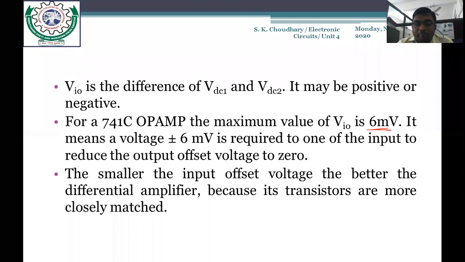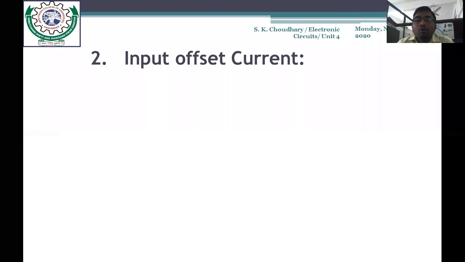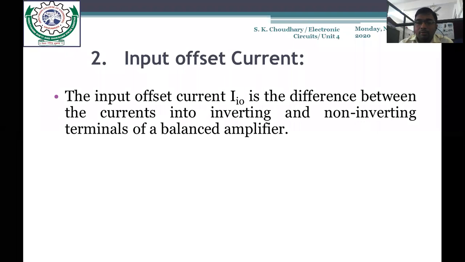Now we have to move to the second parameter, that is input offset current. So what is the input offset current? Input offset current IO is the difference between the currents into the inverting and non-inverting terminals of the balanced amplifier. It is a difference of the applied current into the inverting and non-inverting terminals of the balanced amplifier.